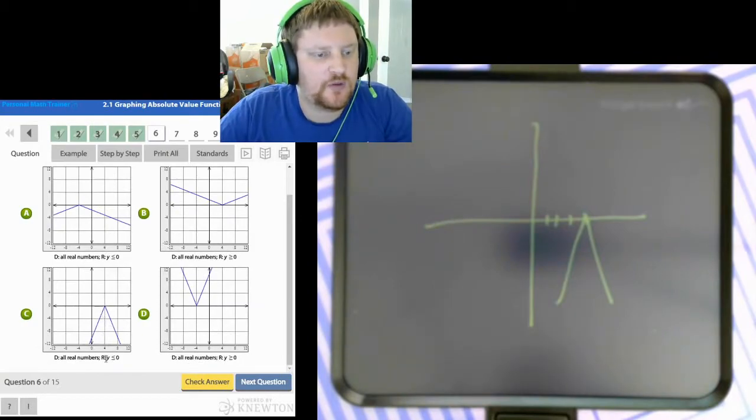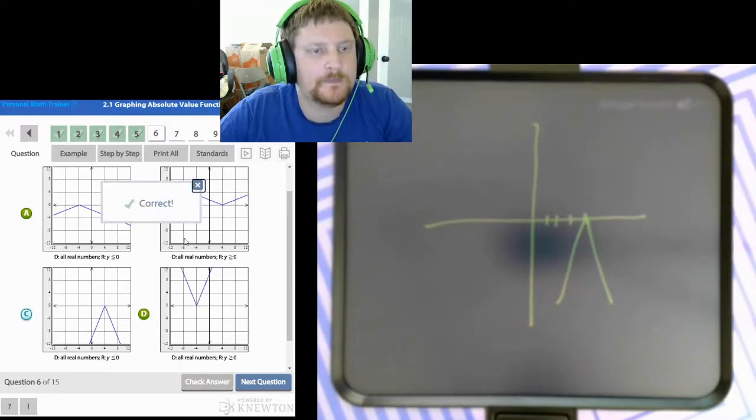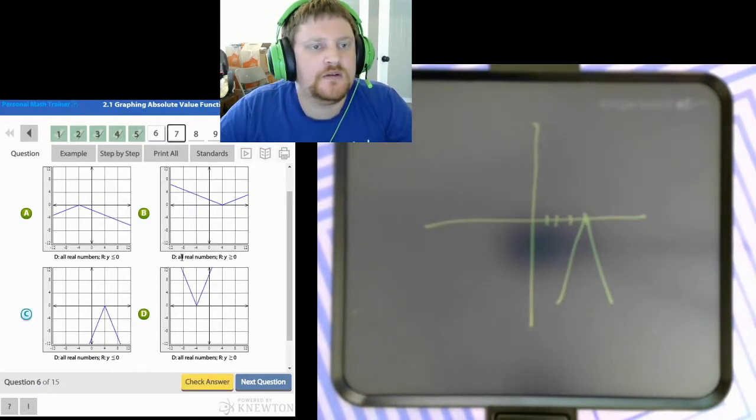And here we have it. Y is less than or equal to 0. So yeah, all numbers 0 and smaller work. So C. Number 7.